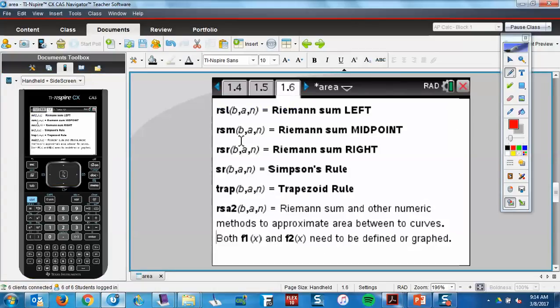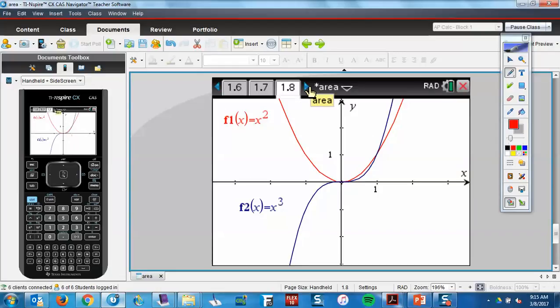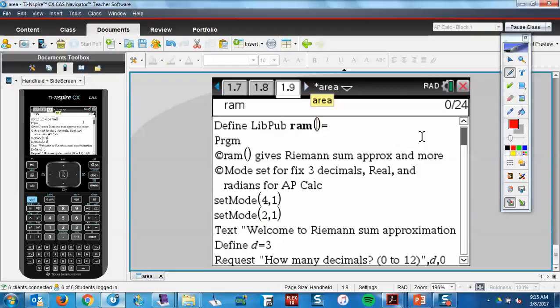So RSL, just the Riemann sum left. I never use these. I mean, this is just if you want to mess around with it. What I wanted to take you to, so 1.7 is another calculator page that has RAM on it, so you can do that. So 1.2 or 1.7, whatever those pages are, you can do those. And then 1.9, I guess. Here's the actual RAM program.